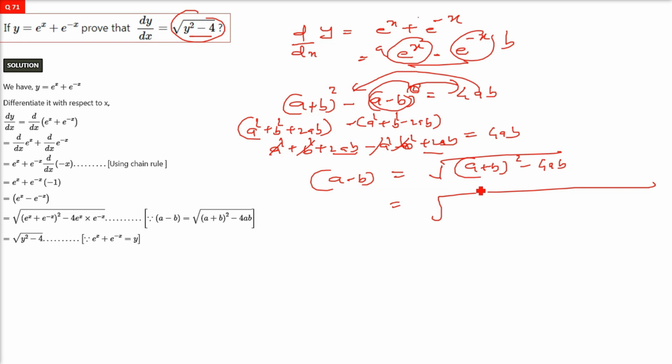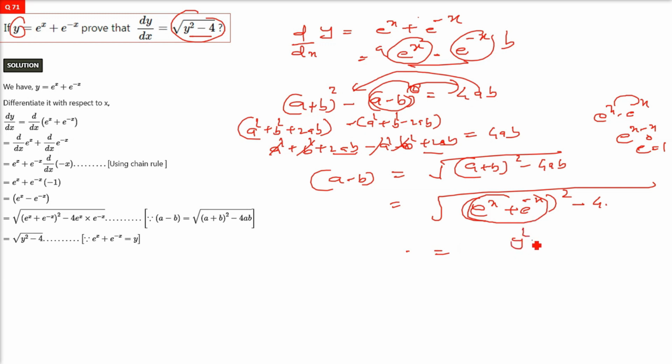So we have e to the power x plus e to the power minus x whole square, and minus 4 into a into b. What is a? E raise x. What is b? E raise minus x. The power gets added, x plus minus x, that is x minus x is 0. So e to the power 0, that is going to be 1. Alright. So this e raise x plus e raise minus x was what? Initially it was y. The question was saying y. So y square minus 4 under root. So this started all from dy by dx. So this is dy by dx, and that is what we have to prove. Alright.